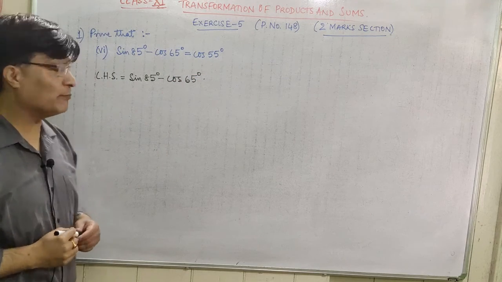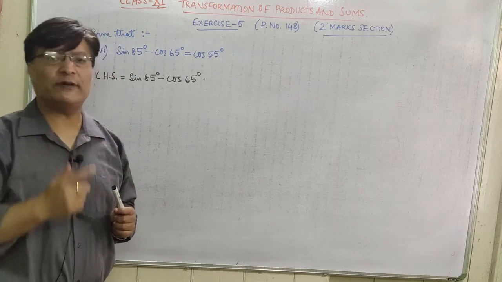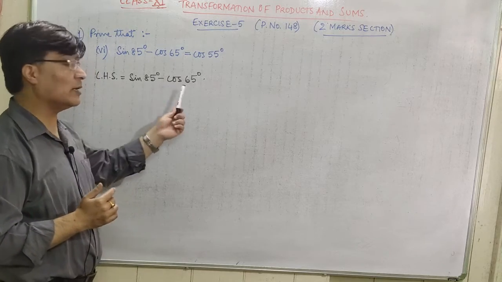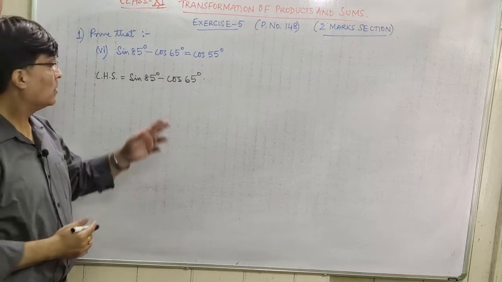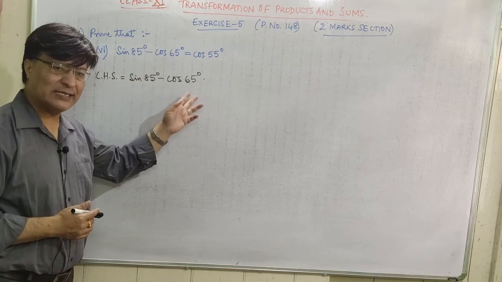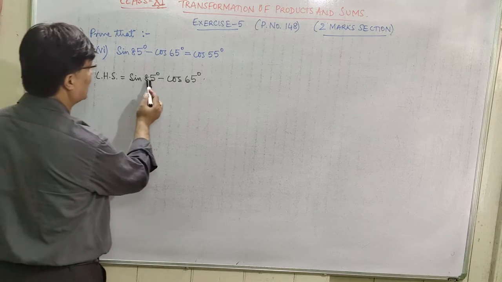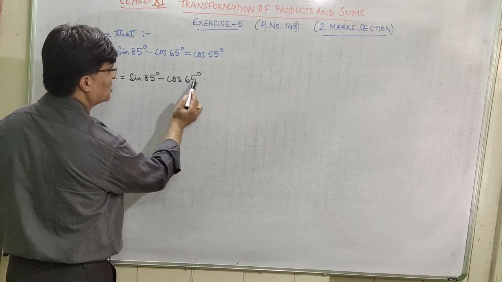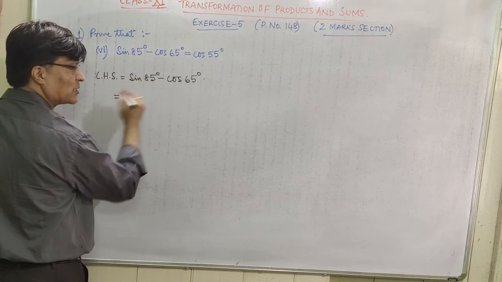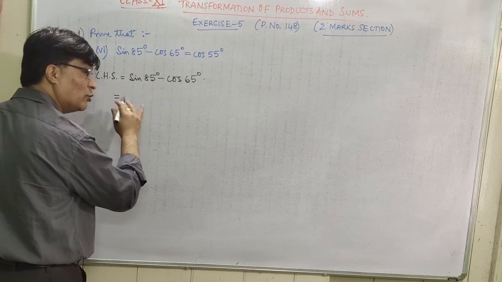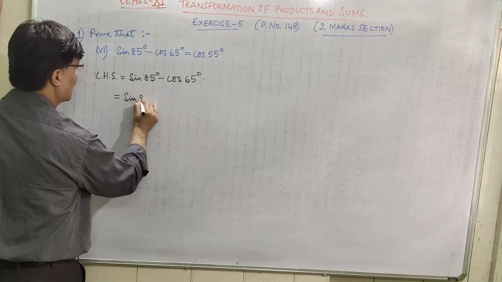But this is sin C minus cos D. There is no formula for such a trigonometric expression because these are two different trigonometric functions, one is sin and the other one is cos. You have to change it into the same trigonometric function. It may be sin C minus sin D, or it may be cos C minus cos D. So let us convert this cos 65 degree into sin, so that you can use the formula of sin C minus sin D, or you may change it into cos and use the formula of cos C minus cos D. Let us change it into sin C minus sin D.